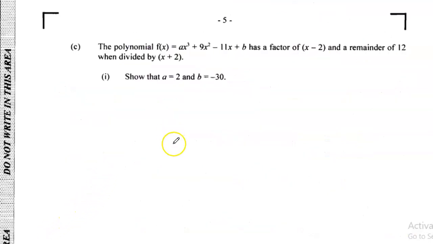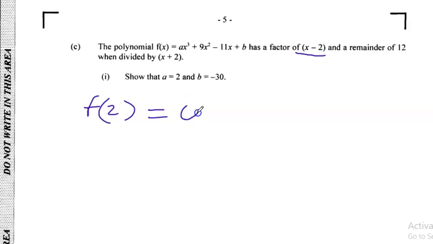Next, the polynomial f of x equals ax cubed plus 9x squared minus 11x plus b has a factor of x minus 2 and the remainder of 12 when divided by x plus 2. Show that a is equal to 2 and b is equal to minus 30. So we are told the function has a factor of x minus 2, meaning when divided by x minus 2, there's no remainder. So f of 2 would give you a remainder of 0. Alright, so let's find f of 2.